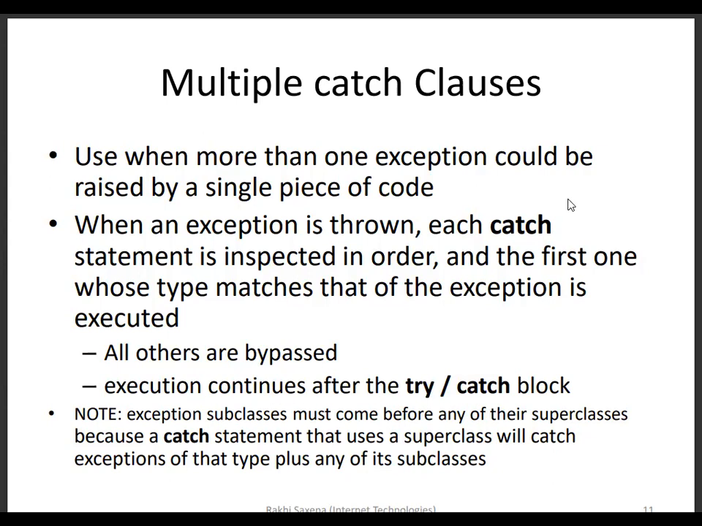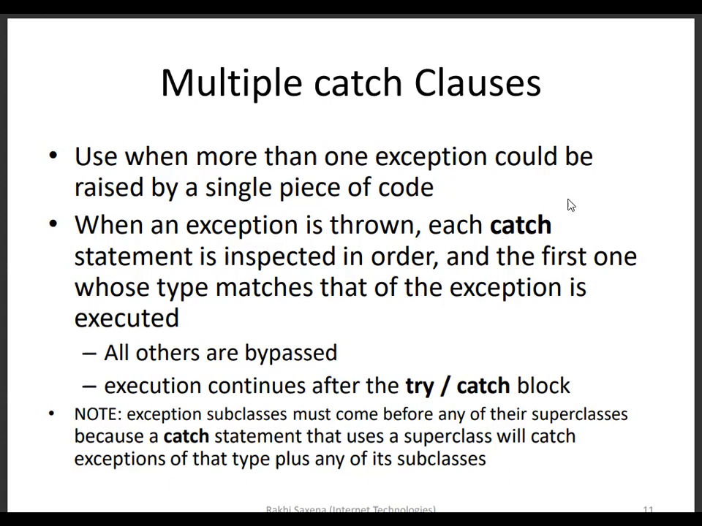For a single try, multiple catches are possible. On the basis of the exception, we can write different catch statements. It is used when more than one exception could be raised by a single piece of code. Let us say a single statement or a single function has a chance of multiple exceptions, then at that time we can add more than one catch statement.